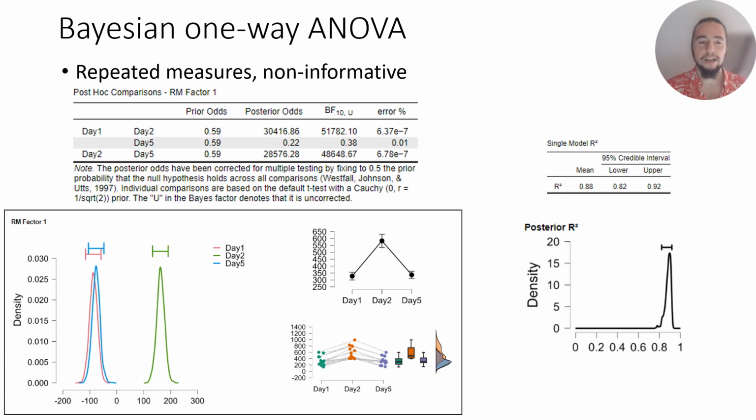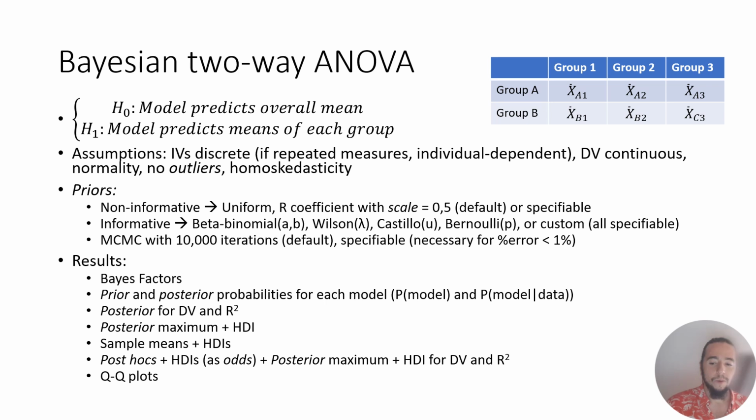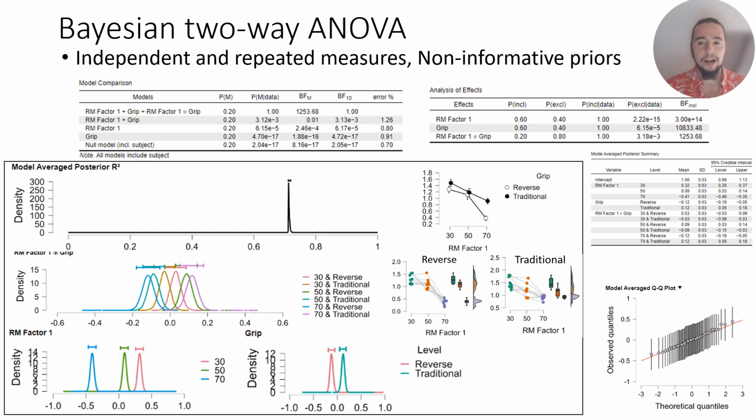Okay, so these are one-way ANOVAs. What happens if we have more than one independent variable? So it's going to be pretty similar, however, a little more complex, because we will have interactions and more than one model, okay? So the priors are basically the same, the results are going to be the same, but more complex. Here is one example.